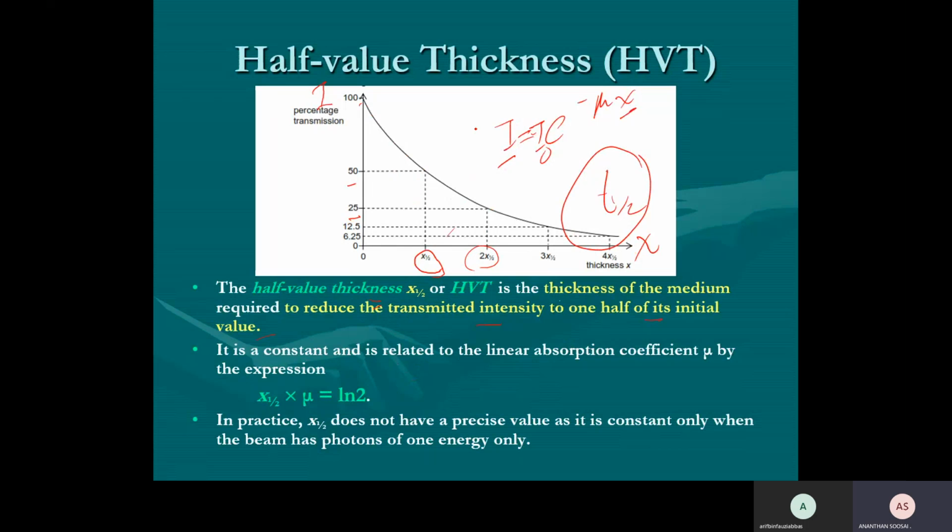So this is the formula you have to remember. If you place I as I naught over 2, and x as half thickness, you will end up getting this formula: half thickness times mu is ln 2. I think you can survive without the other formula. This formula itself will do.